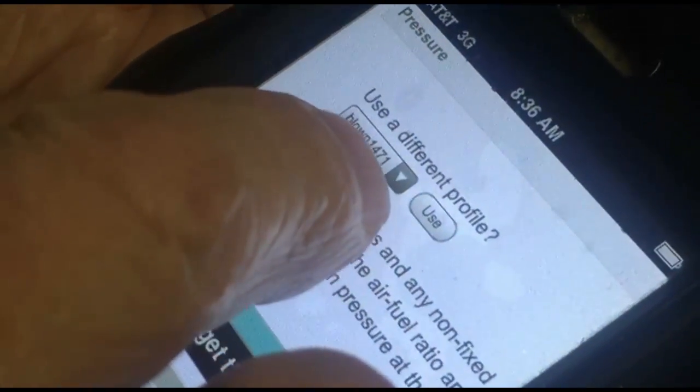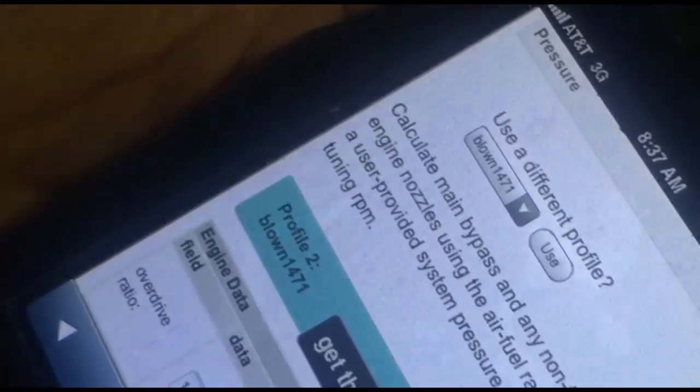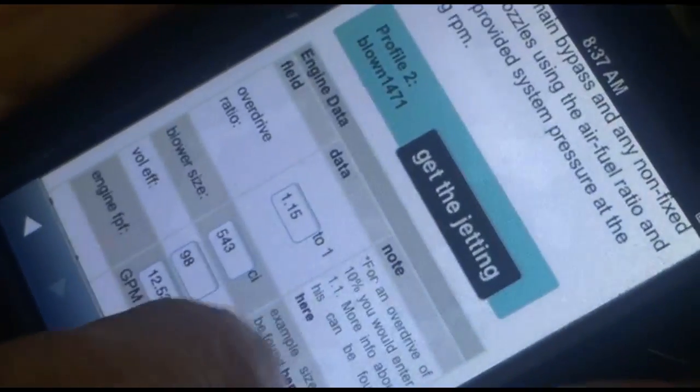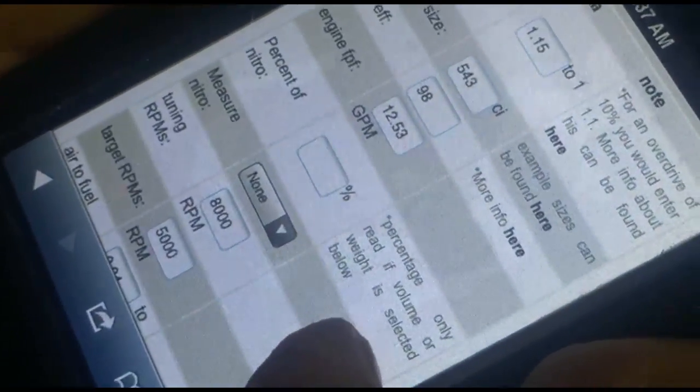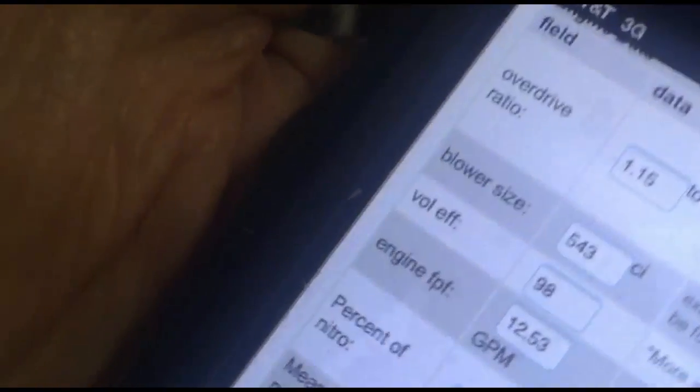I can change my baseline to one of three. This one is for a blown 1471 engine combination. That's already been set up in the baseline profile. The blower is 15% over. The blower displacement's 543 cubic inches. And we're selecting a volumetric efficiency of the blower of 98%.